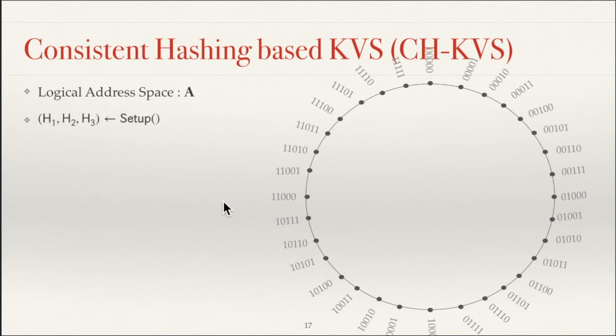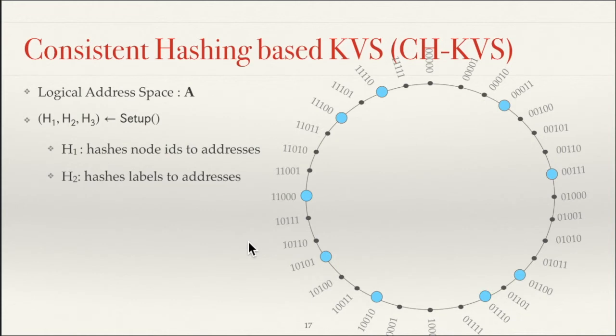So at setup time, this CHKVS outputs three hash functions, H1, H2, and H3. H1 hashes node IDs to addresses. So you can imagine that you have your nodes, which can be anywhere in the world, but then they are given a spot on this logical circle. Then the second hash function, H2, hashes labels to addresses. And so does the third hash function, H3. It also hashes labels to node addresses. And I will later describe how get and put operations use H2 and H3.